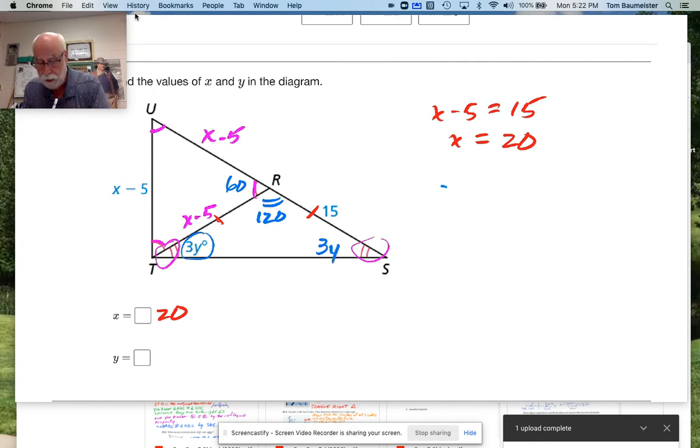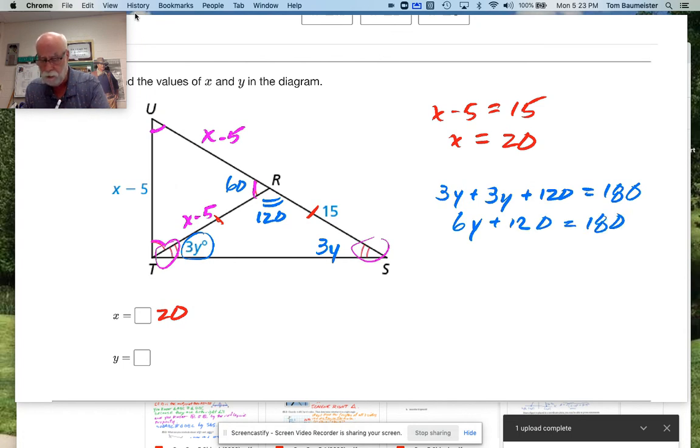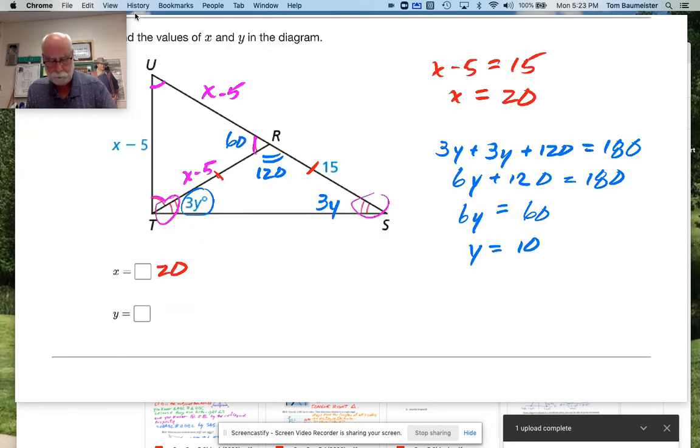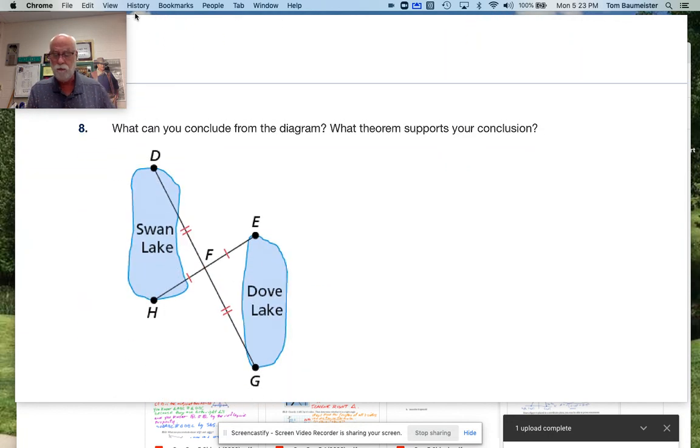So we can say then that the sum of the angles of a triangle is always 180 degrees. So we can say that 3y plus 3y plus 120 is equal to 180. We can say that 6y, combining like terms, plus 120 is equal to 180. I'm going to subtract that 120. So I'll get that 6y is equal to 60. Then I'm going to divide by 6, and I'll get that y is equal to 10.